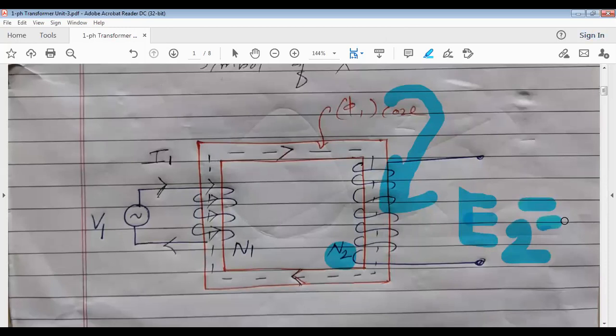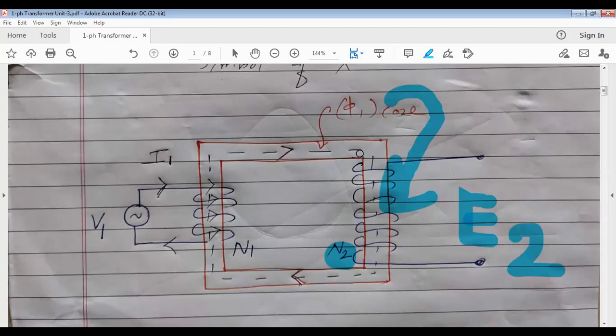Capital E2. We'll soon derive the expression for this E2, 4.44 f phi m N2, and whatever parameters are on the right-hand side of this equation are all constant. Why they are constant, we'll explain soon. And that's why E2 is also constant. You go on changing the load on the transformer, but the value of E2 remains constant. So as per Faraday's law, EMF will get induced in the secondary winding, which is marked as E2. Got it up to this?